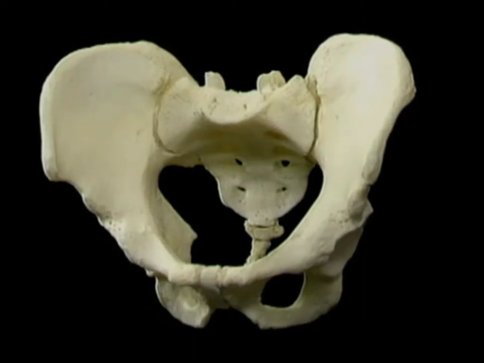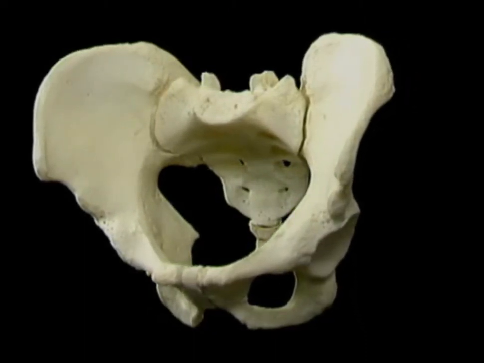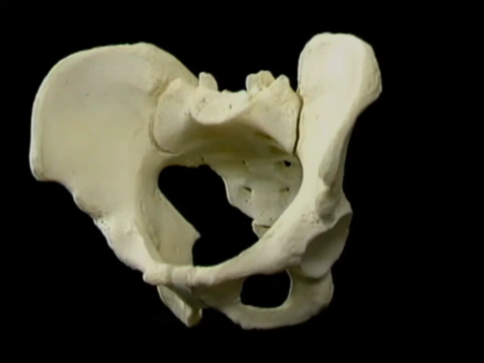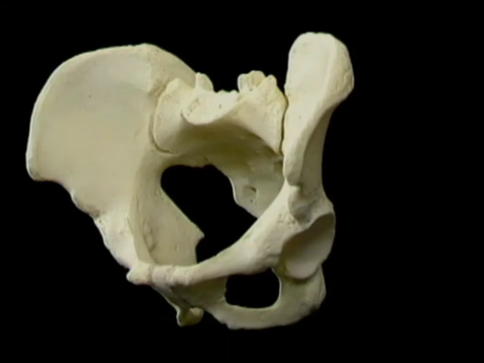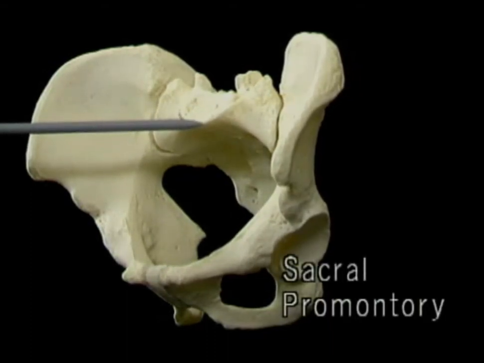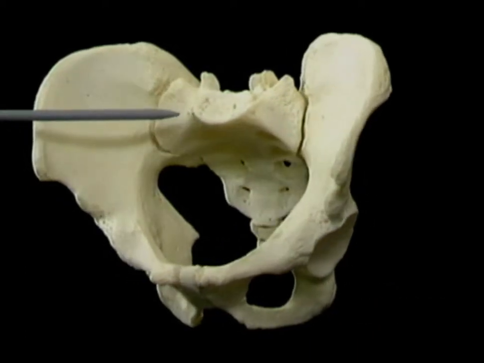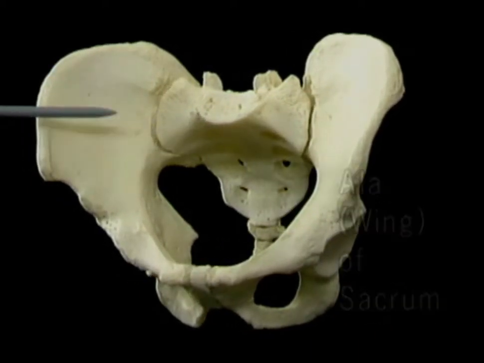To understand the abdomen, we need to understand the upper and anterior parts of the bony pelvis. We took a good look at the sacrum in the first section of this tape. The only parts of it that we'll mention here are the most anterior part, the promontory, and this broad part, the ala, or wing of the sacrum.